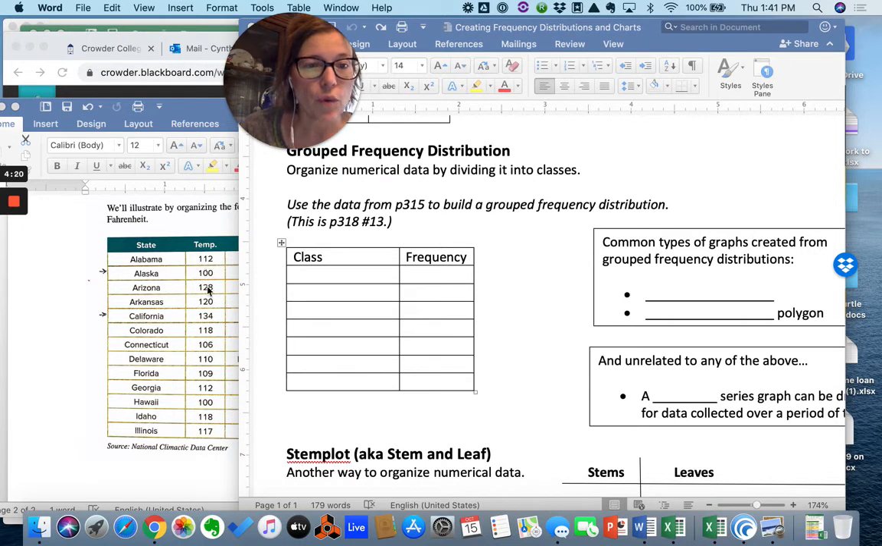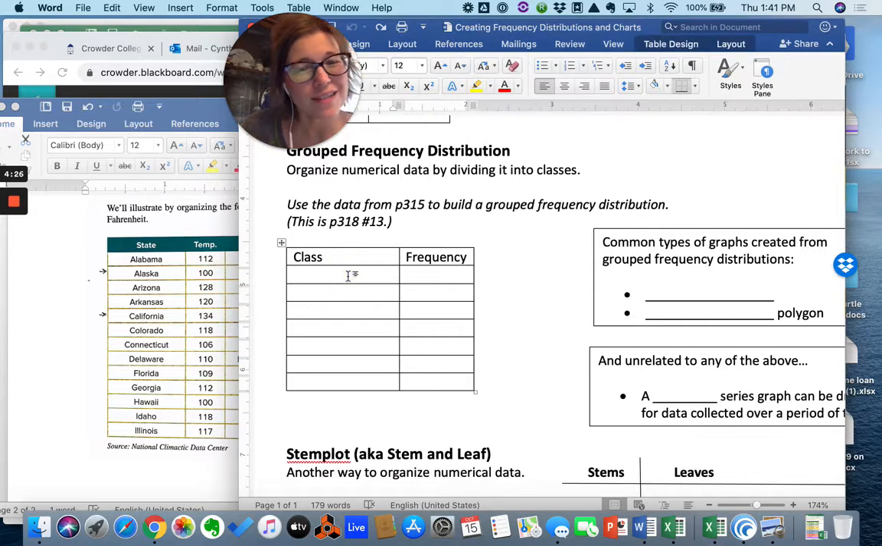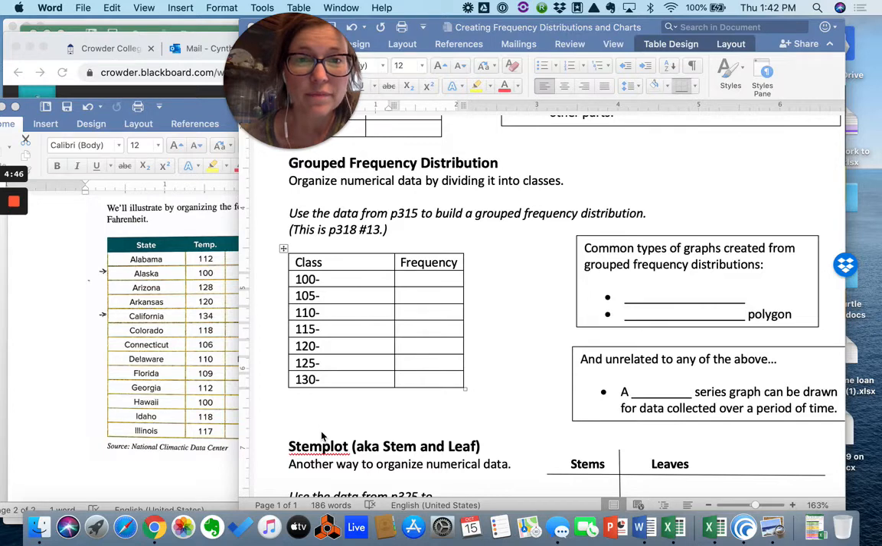So I know I'm going from 100 to 134. 100 is a nice number to start on. Instead of starting on 99, I might just start on 100. And if I were to count by 5s, I'd have a class starting at 100, 105. Okay, this is what I've got. Now, will this include everything? My smallest is 100, so it fits in there. And then my biggest is 134. Well, I'm counting by 5, so yeah, that'll fit in that last one.